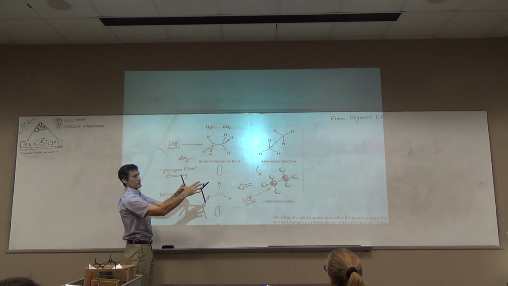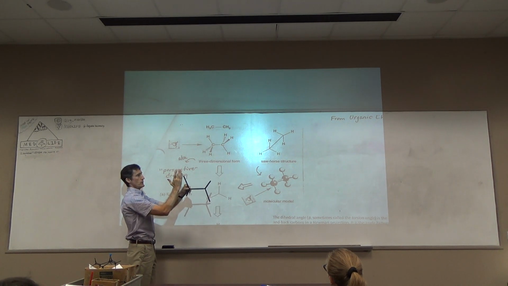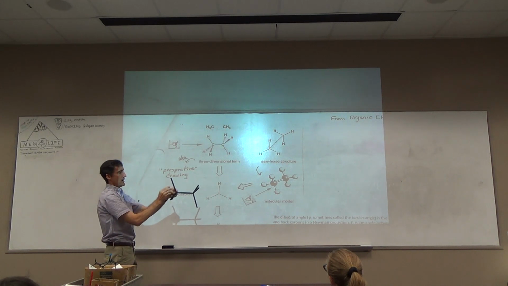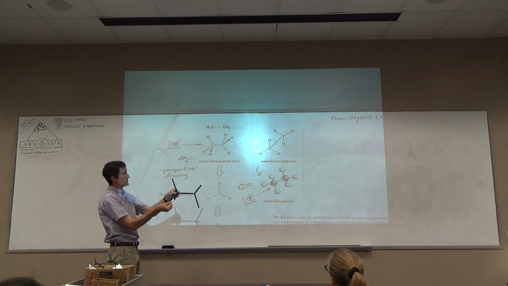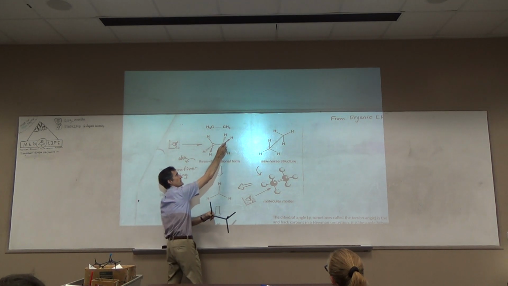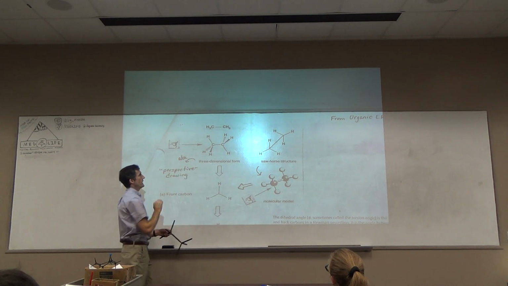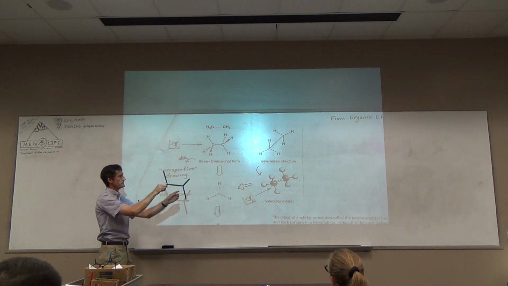So if the board's here, I've got 2 H's coming towards you, 2 H's in the plane, and then 2 H's going back. But this one is coming a little bit down towards us, where that one's coming a little bit up towards us. Bold is coming towards us, dashed is going back. There it is on the board.